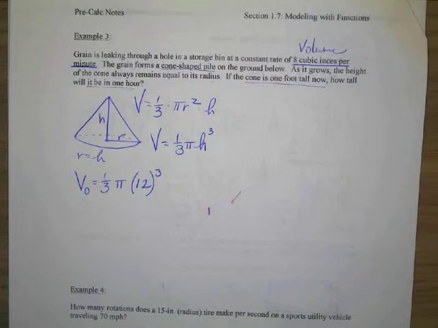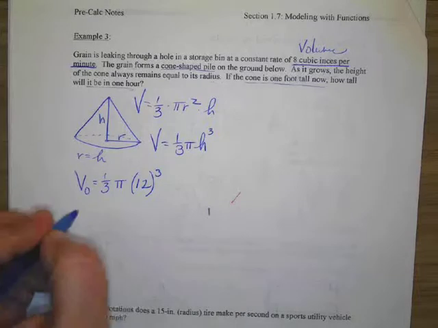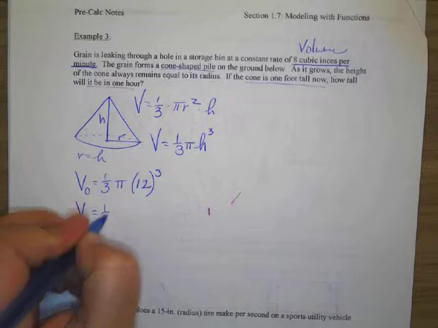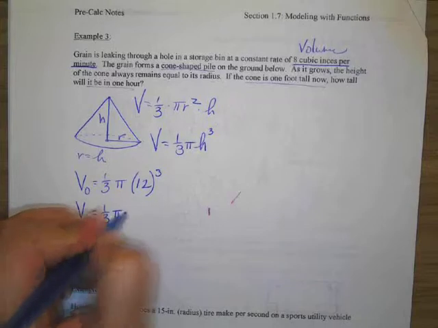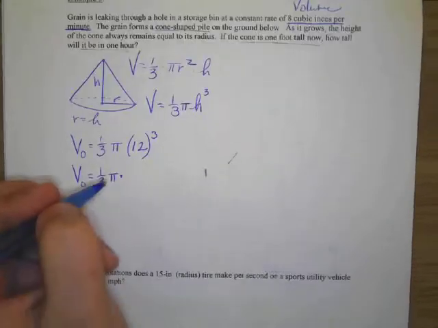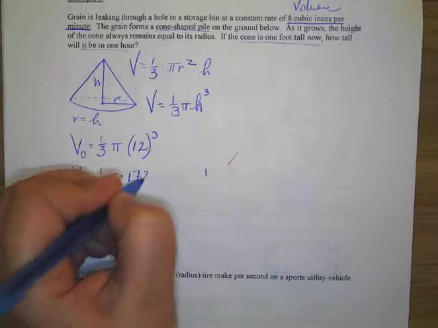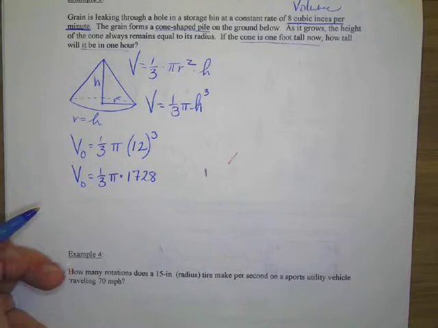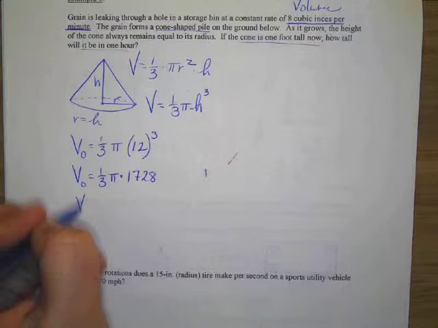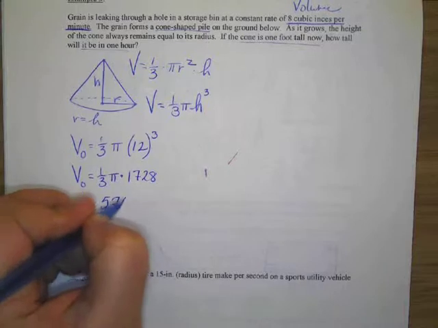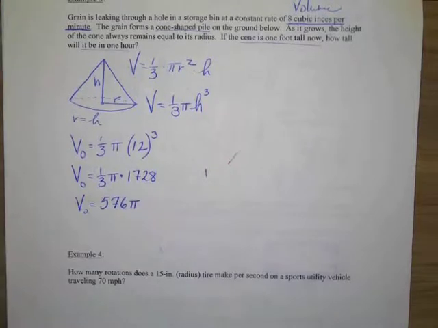So can we figure out the initial volume of our cone? So we gotta go 12 cubed. You want to use 3.14 for pi? No. We're gonna leave pi in our answer. I think it's 1728. And what's a third of 1728? 576. So that's the initial volume.